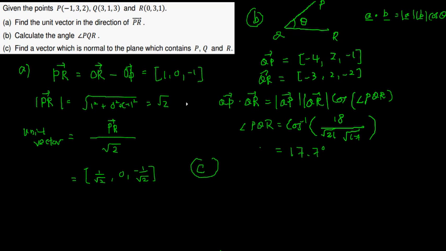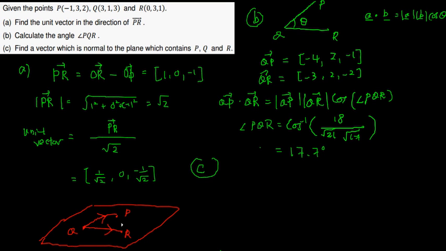Now part C, what do we do with this? Find a vector which is normal to the plane which contains the points PQR. Let me explain a little bit about this. So suppose we have a plane, it's like a piece of paper that stretches out flat, and the 3 points PQR are here. So let's suppose this is Q, P and R, and we know how to find the vector QP. We actually did so in part B, and also the vector QR. So again, remember these 3 points PQR are on the plane.